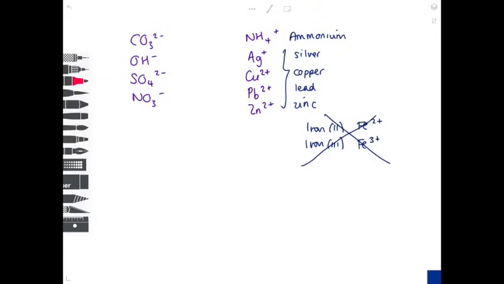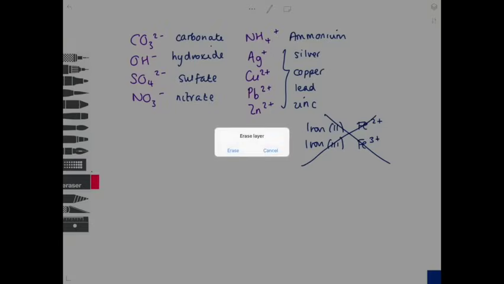And now looking at the negative ions, if it's combined with oxygen, it tends to have -ate in its name. So this is carbonate, sulfate and nitrate, and that final ion is hydroxide. So now we can get started on some examples.